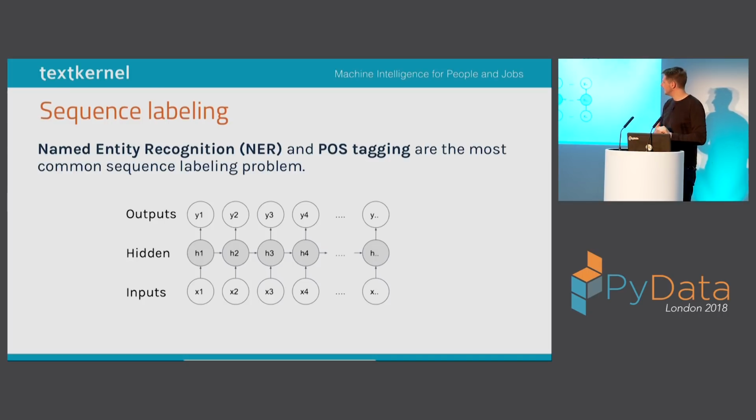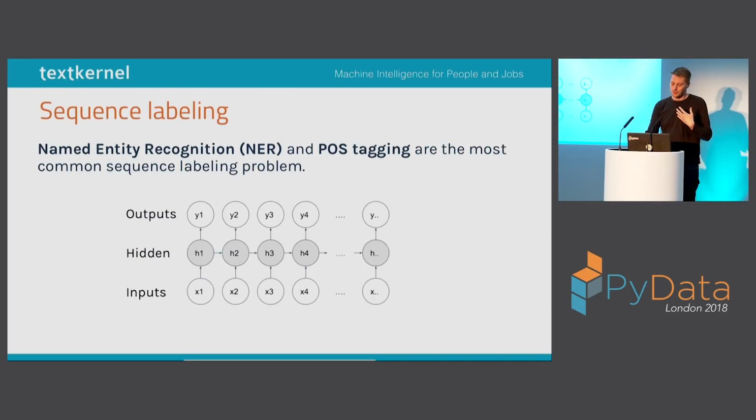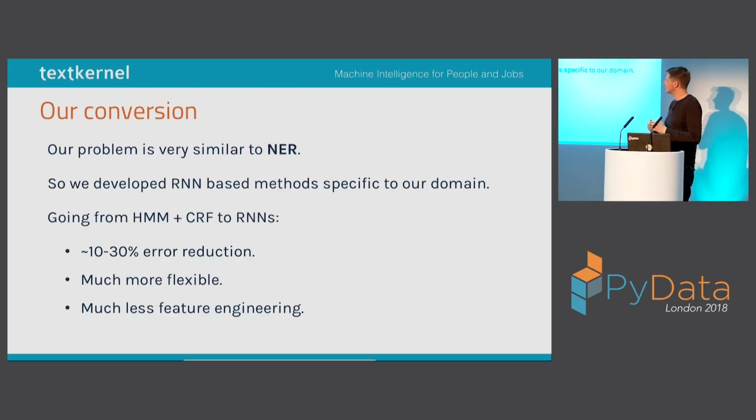Because what I'm going to show is what we did: we applied these kinds of methods to our problem, because it's very similar to named entity recognition. And we developed some methods that are very specific to our domain. We're not going to talk about that. We're just going to talk about how to make a simple model that you can later expand to your own domain.